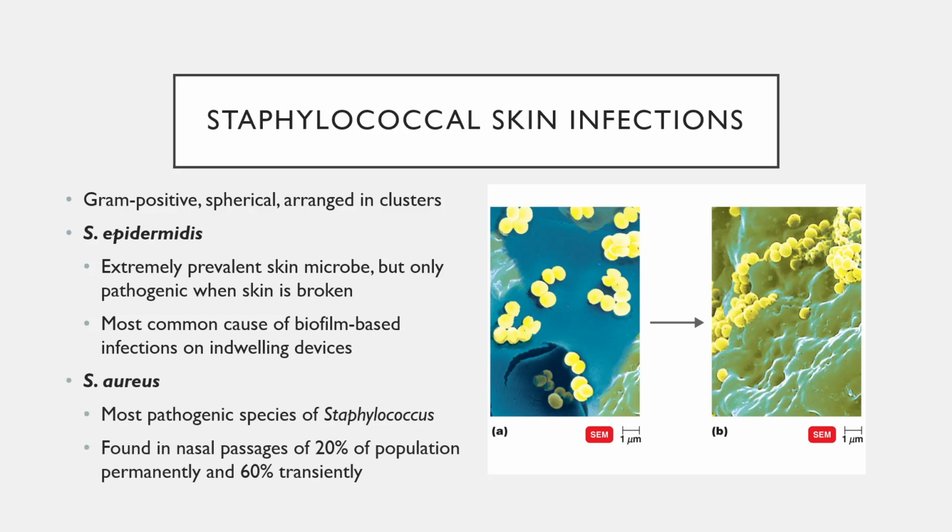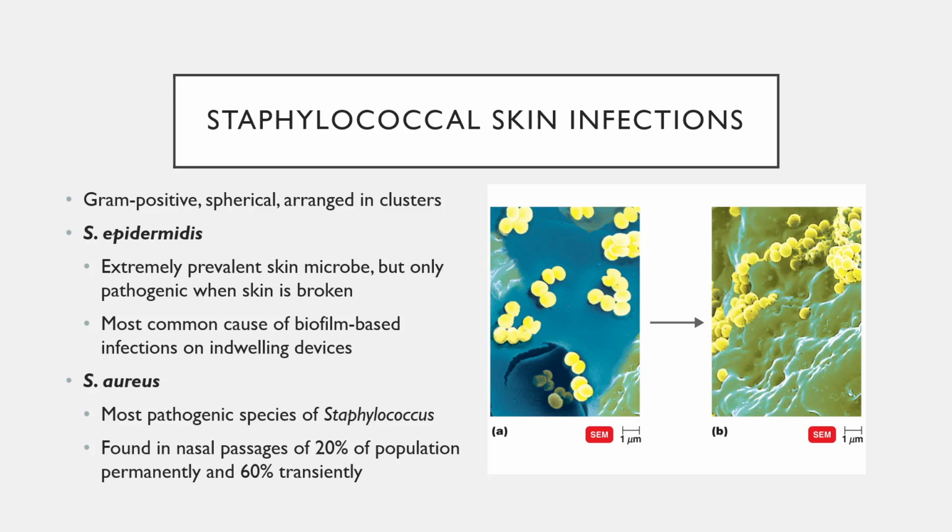Staphylococcus epidermidis is a very prevalent member of your normal skin microbiome, and under normal circumstances, it is completely harmless to you. It's only pathogenic when the skin is broken and it is able to obtain a portal of entry into the skin, often by forming biofilms on indwelling medical devices such as catheters. What we can see in this image right here is a sample of Staphylococcus epidermidis developing into a biofilm on the surface of a catheter. In fact, it is the single most common cause of infections of this nature.